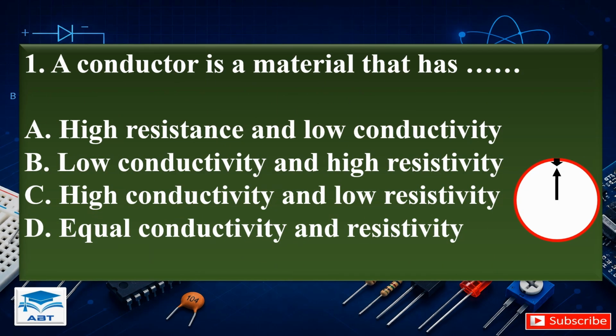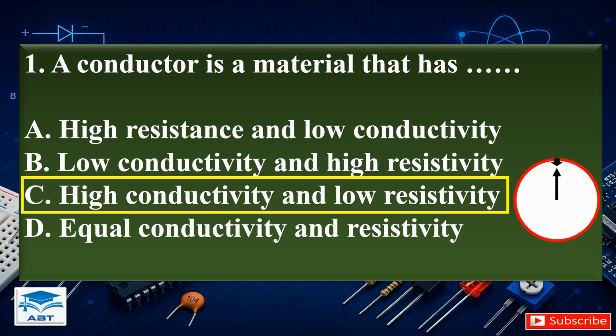1. A conductor is a material that has A. High resistance and low conductivity. B. Low conductivity and high resistivity. C. High conductivity and low resistivity. D. Equal conductivity and resistivity. The answer is C. High conductivity and low resistivity.